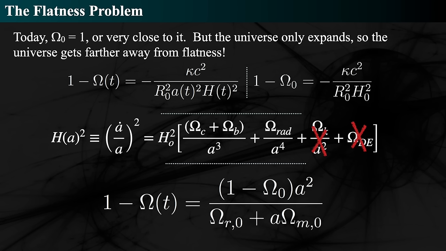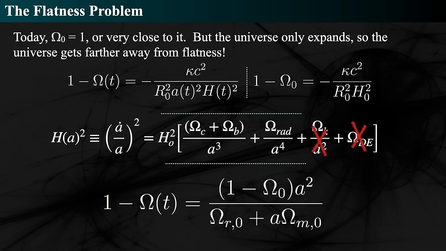So if it's closed or open, then kappa, that k, is not equal to 0. It's either equal to plus 1 or minus 1. c squared is the speed of light squared. R is the radius of curvature of the universe, or the scale factor associated with that radius of curvature. A is the scale factor of the universe, meaning how big the universe is and how fast it grows with time. And the Hubble H parameter is the rate of change of the scale factor with time. And the right-hand side in the top right shows the current value for today.